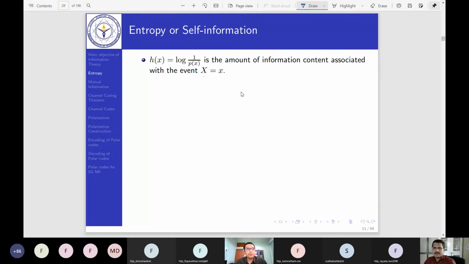Before going to the main topics, let us briefly go through the basic concepts of information theory. I'll start with the entropy. Consider this event, where the random variable x takes a specific value small x. The amount of information content associated with the event x equal to small x is defined as log of 1 upon p(x), where p(x) is the probability mass function.